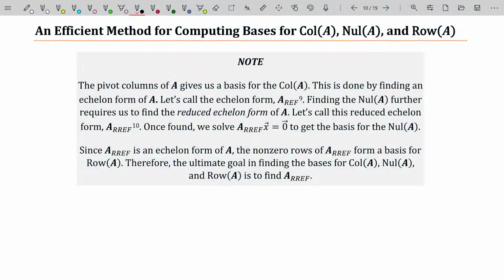Hello, my name is Roy Simpson, professor of mathematics at Cosumnes River College in Sacramento, California. This video is for linear algebra students who are currently going through a conversation about the row space of a matrix. And we are going to create an efficient method for computing the bases for the column space of A, null space of A, and the row space of A. This is somewhat of a short video, so hold on.